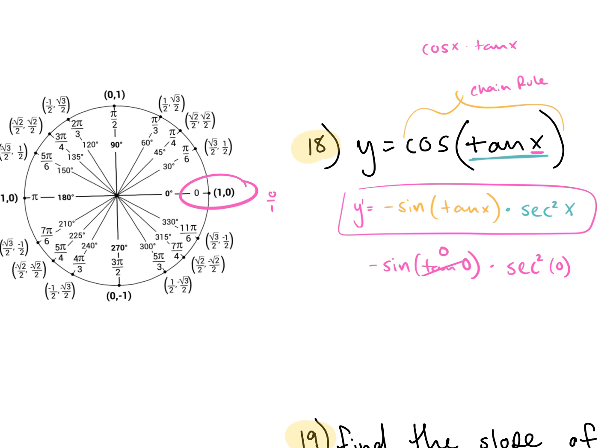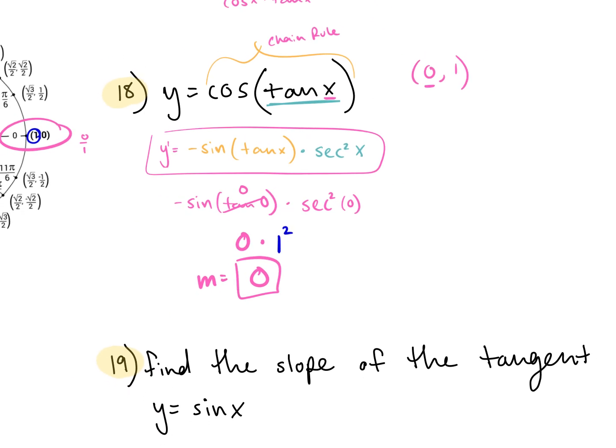So this is negative 0, which is just 0, times secant squared of 0. So secant, let's go to 0. Secant tells us that it is 1 over x. So 1 over 1 would just be 1, so that's 1 squared. And 1 times 0 is 0. So that would be our slope, if it asks us for the slope here.